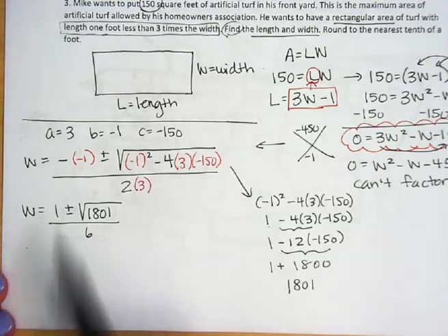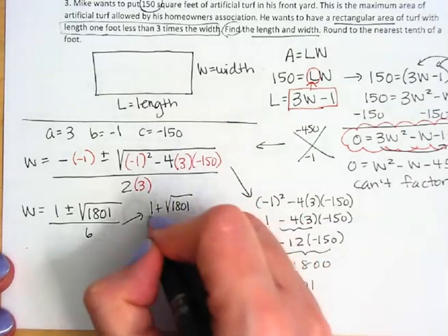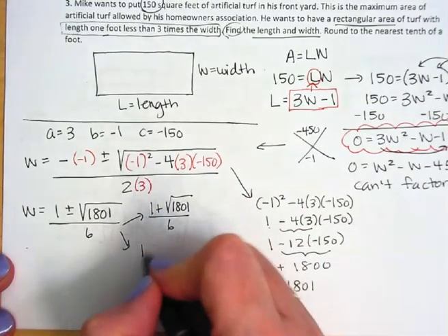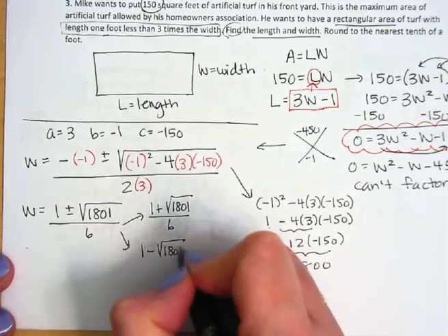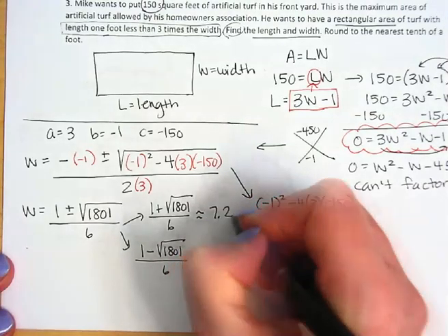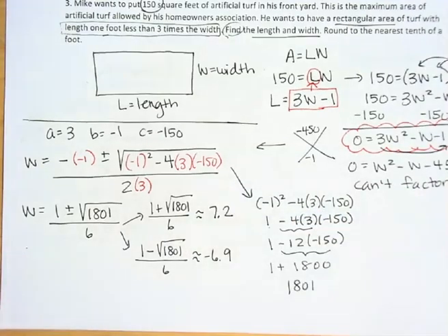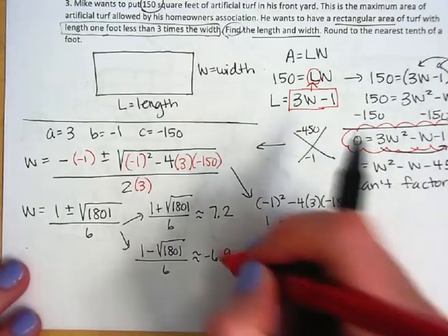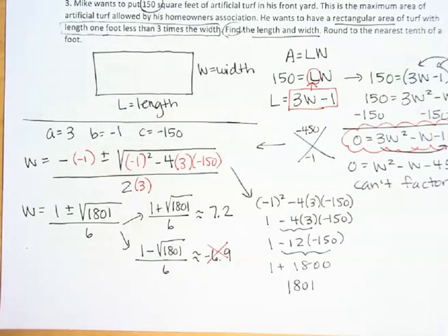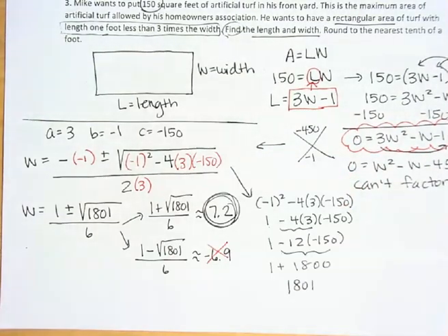So remember that plus or minus is actually indicating I have two different answers. I have the plus radical version and the minus radical version. And as decimals, this positive version is 7.2, and the negative is negative 6.9. Now you can't have a negative length measure in this situation because it's a physical situation. So that one is not a solution. So my solution for the width is 7.2.